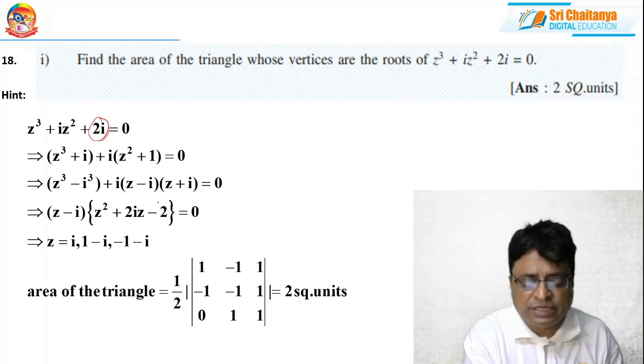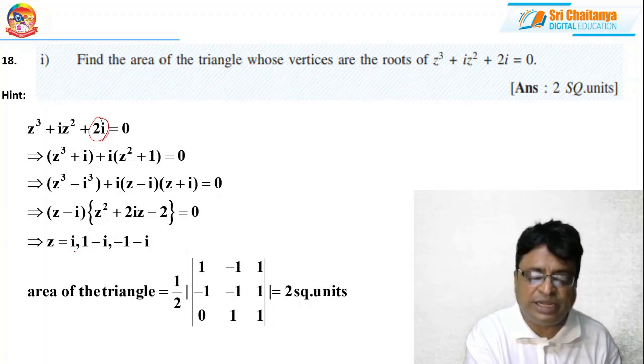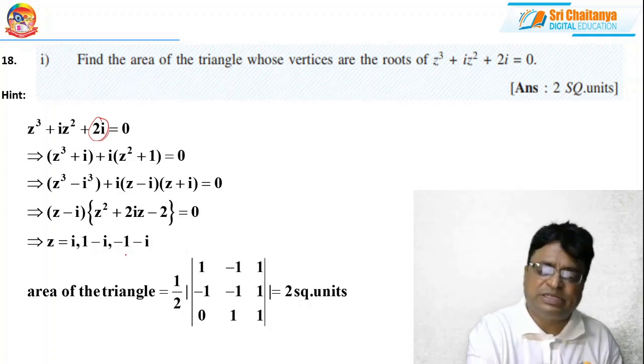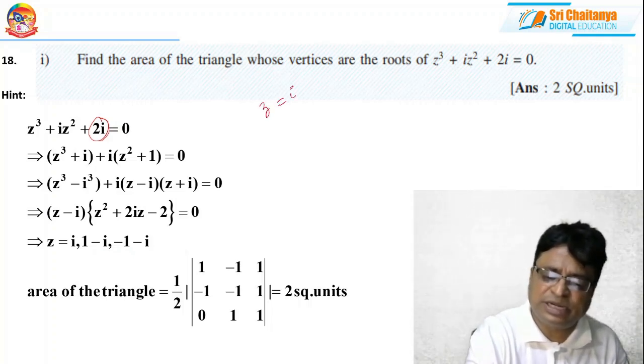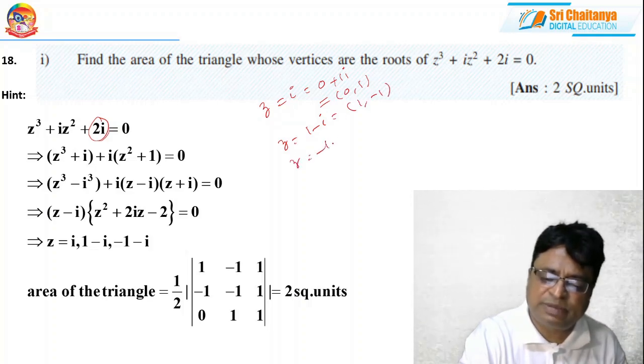So the thing is, after a simplification of this, I can get the roots of the equation as z equal to i, 1 minus i, minus 1 minus i. You know it very well. But z equal to i means what? That is nothing but 0 plus 1i, that is, this is the coordinate 0 comma 1. z equal to 1 minus i, coordinates are 1 comma minus 1. z equal to minus 1 minus i, then coordinates are minus 1 comma minus 1.